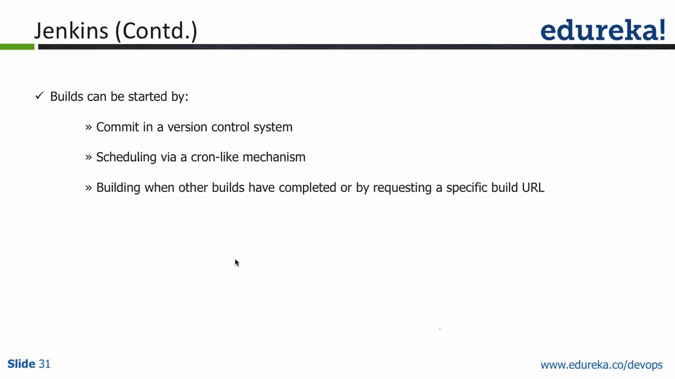Jenkins builds can be started by committing to a version control system. So if you have, say, Git as the version control system, the moment you make a change or commit a change into your Git, the builds can be triggered automatically. Or you can schedule a cron job which can pull the data from, say, Git on a periodic basis and trigger the build. Or the other option could be building when other builds have completed, or by requesting a specific build URL. So you can call a specific build URL where you have all the source code available, and then Jenkins can trigger the deployment using this method as well.